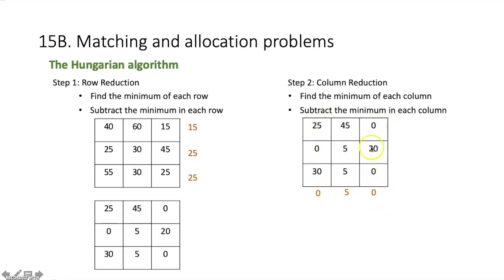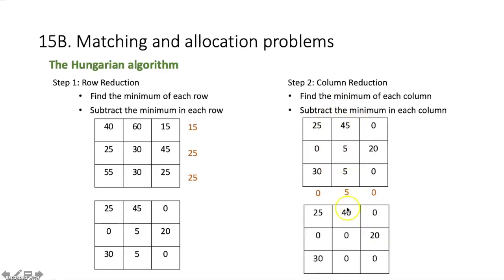Since column 1 and column 3 have a minimum of 0, which means the values will not change, the only values in the second column will reduce by 5. So now we have 40, 0, 0.